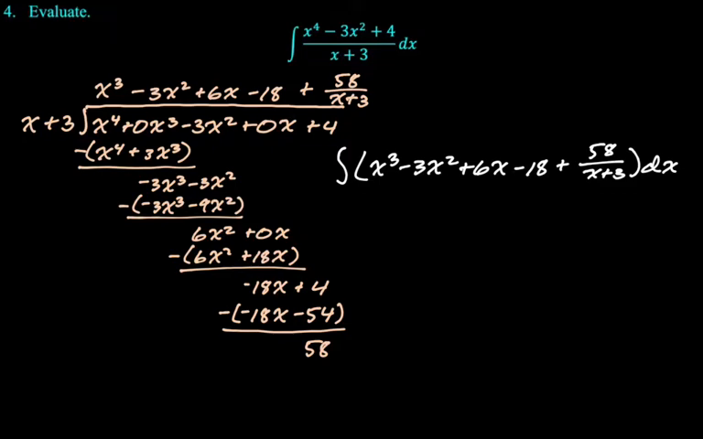U is equal to x plus 3. So you have 1 over u du. Integrate it. Here's our answer. I got 1/4 x to the 4th minus x cubed plus 3x squared minus 18x plus 58 natural log absolute value of x plus 3 plus c.